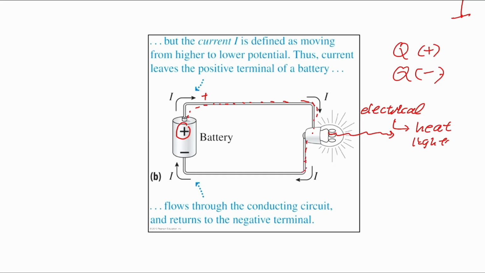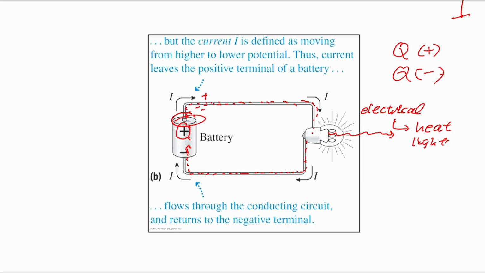This charge won't disappear. It will return back to the negative terminal of the battery. Inside the battery, the chemical energy will convert into electrical energy, and this energy again will be carried by the electric charge, and it will start from the positive side of the battery and travel again.